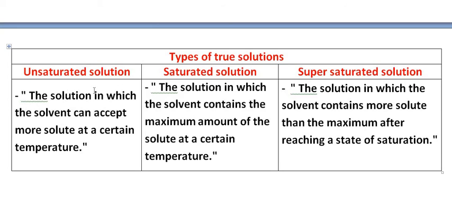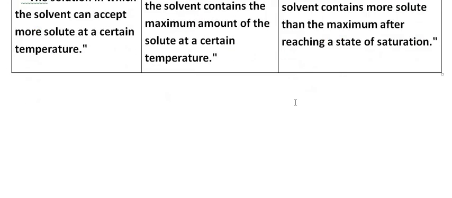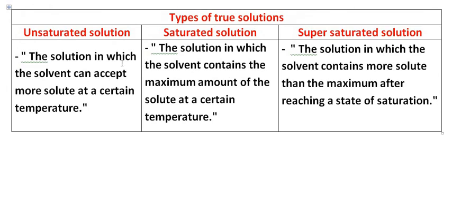There are three types of solutions: unsaturated solution, saturated solution, and supersaturated solution. Here, when you add a spoonful of sugar to water and stir, the sugar will dissolve. This solution is unsaturated because this amount of water in the glass can dissolve more sugar or more salt. So this solution is called unsaturated solution. The solution in which the solvent can accept more solute at a certain temperature.